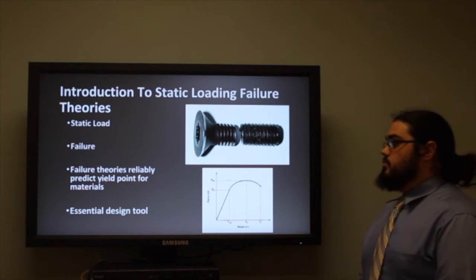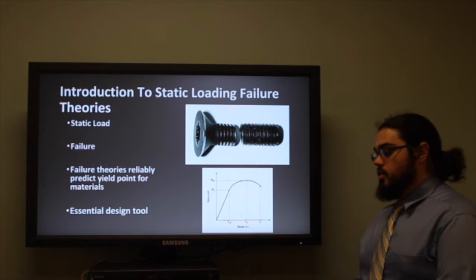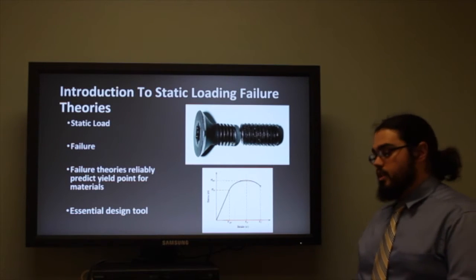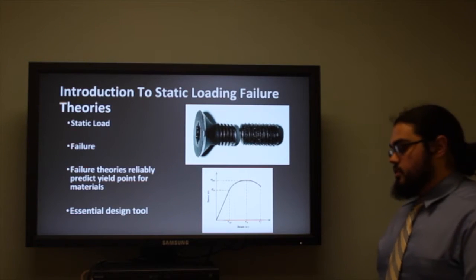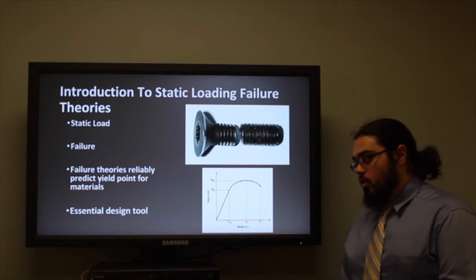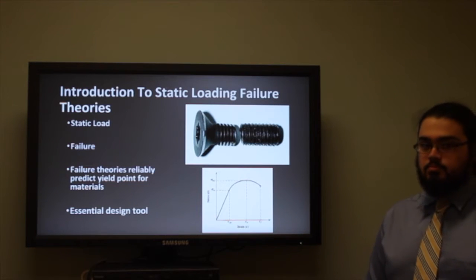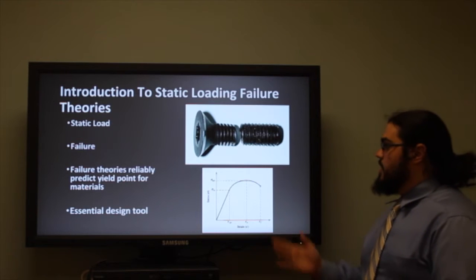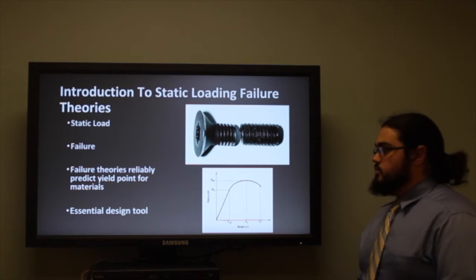So now, let's define what failure is. Failure means that the part of interest is either broken into many pieces, has become permanently distorted, or its function has been compromised in any type of way. As an example here, we have a screw that is broken in half due to the stresses that it was under during operation.